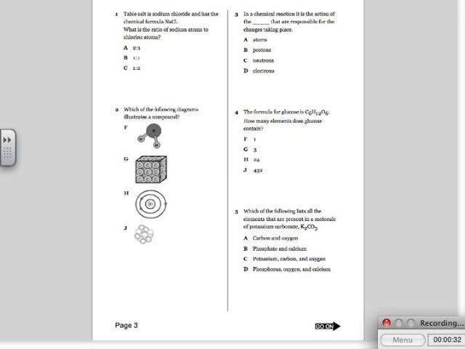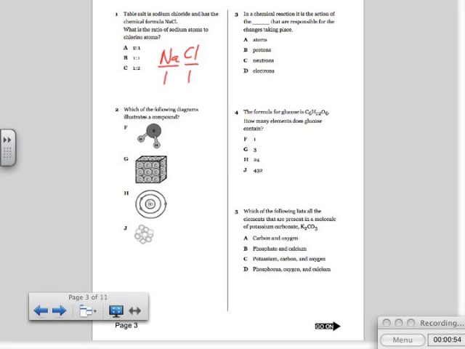So today, the first question we're going to look at is: table salt is sodium chloride and has a chemical formula NaCl. What is the ratio of sodium atoms to chlorine atoms? This really goes back to just some basic math. So we have NaCl. How many Na's do we have? 1. How many Cl's do we have? 1. So it's a 1-to-1 ratio.